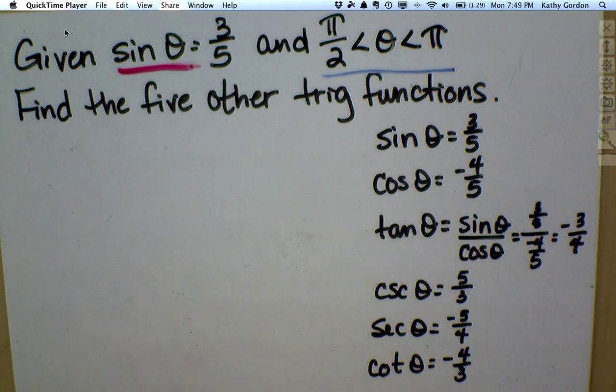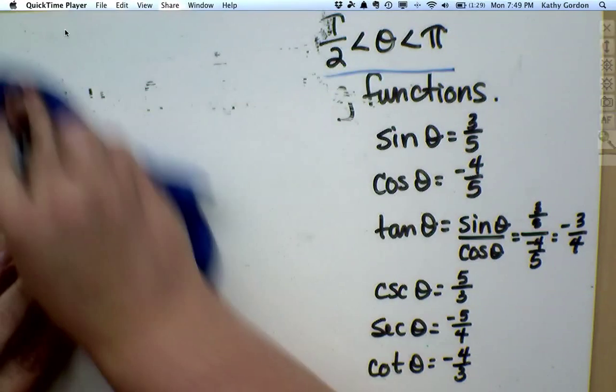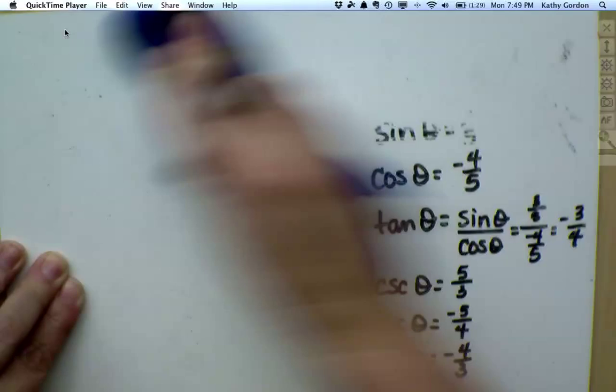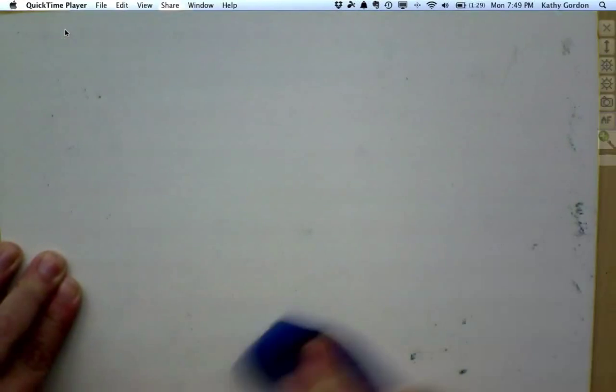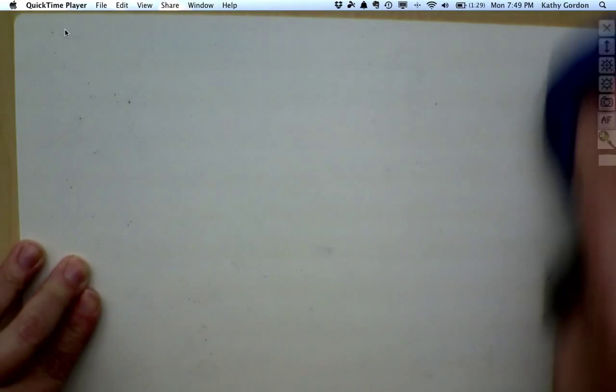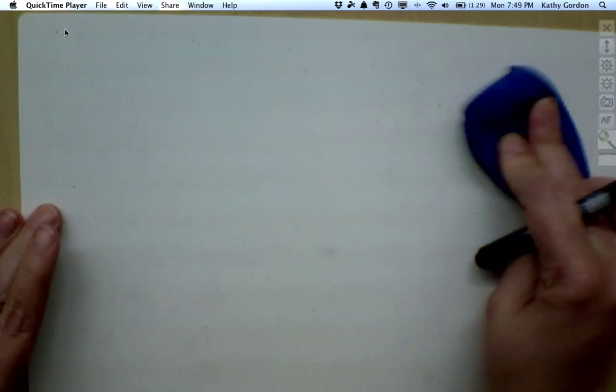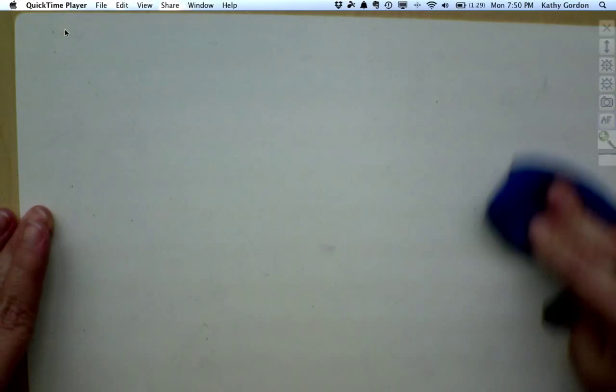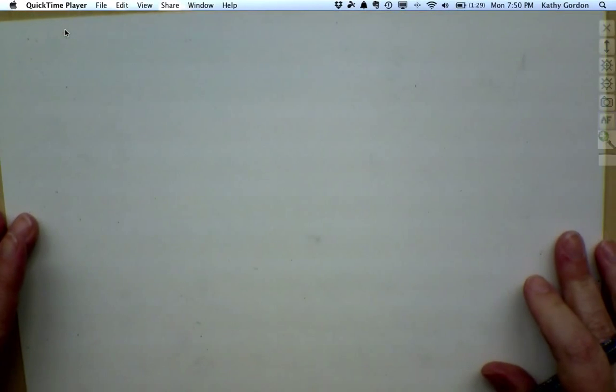So that's one way that you can use these identities, is to help you find other trig values in a problem like this. But probably the more common way to use trig identities is in simplifying expressions, simplifying equations, being able to rewrite expressions in another way that is more helpful or more useful or is a better fit for what's going on.